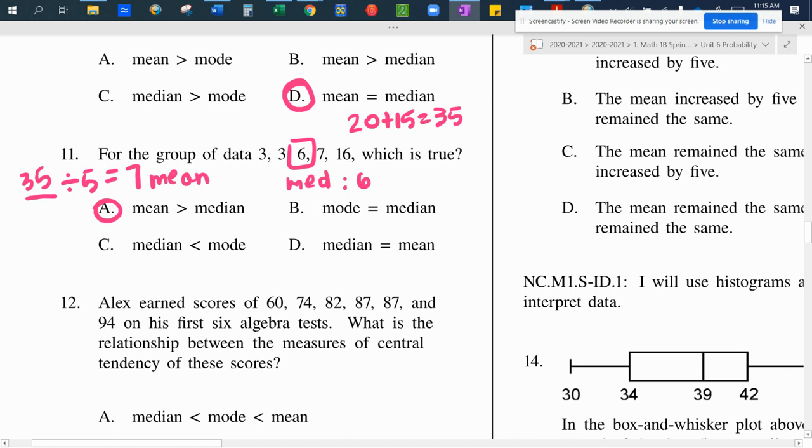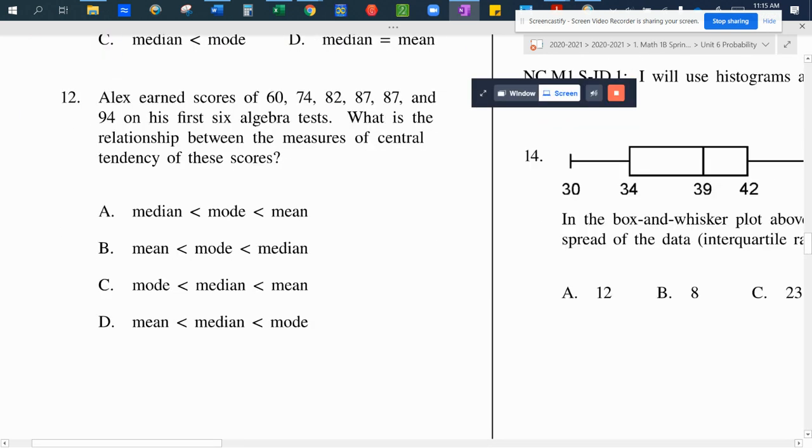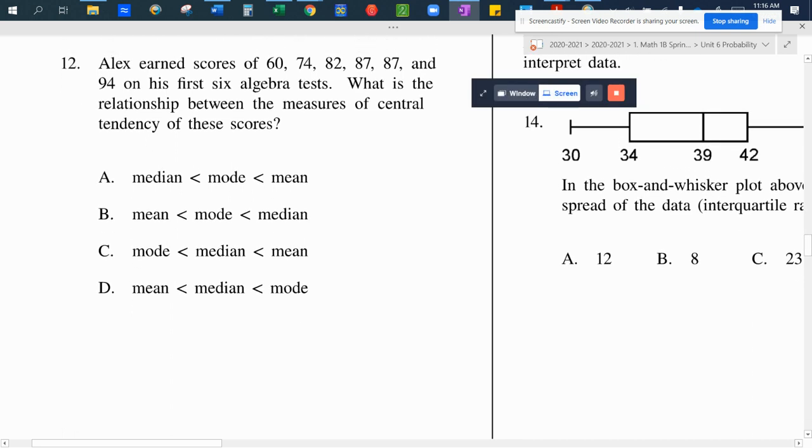So if it's less than 10 numbers, we should be able to add and divide by how many without a calculator. All right. Alex earned scores 60, 74, 82, 87, 87, 94 on his first 6 algebra tests. What is the relationship between the measures of central tendency of his scores? So what's the mode? 87. Is the median less than the mode?